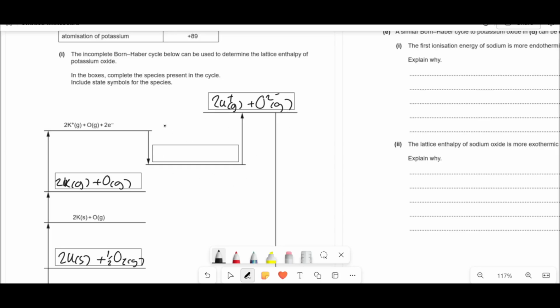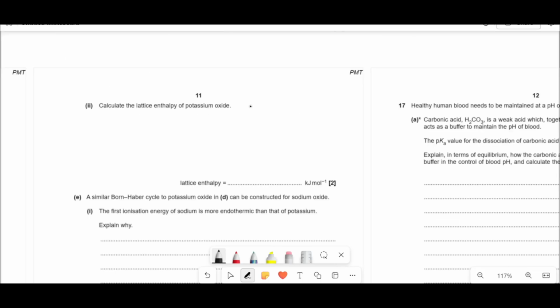And then in this in-betweeny line, we've got 2K+, and that's still 2K+. We've got O minus, which is going to O2 minus. So what must have happened was you've done the first electron affinity here. That's how you do these. Then it says, calculate the lattice enthalpy of potassium oxide.